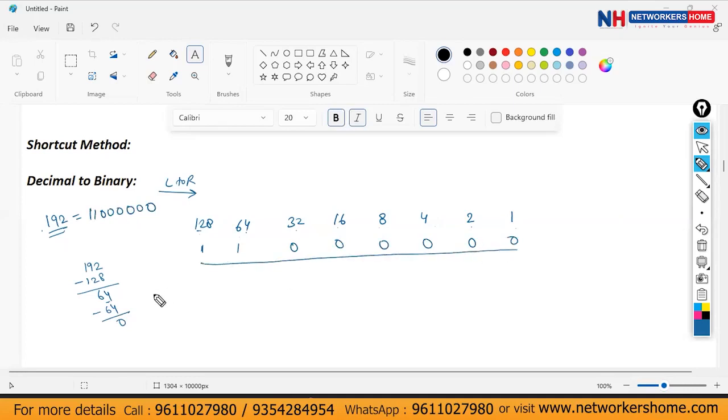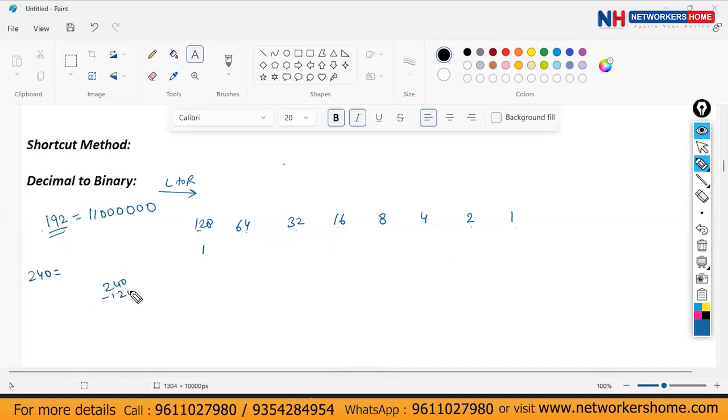Okay, let's take the example of 240. Now we need to compare 240. If I compare 240 with 128, it is smaller, so I'm going to write 1. Subtract it. What will be the value? 112, yes or no? Now compare 112 with 64. Smaller, so we can write 1. Subtract 64. This will be 48.